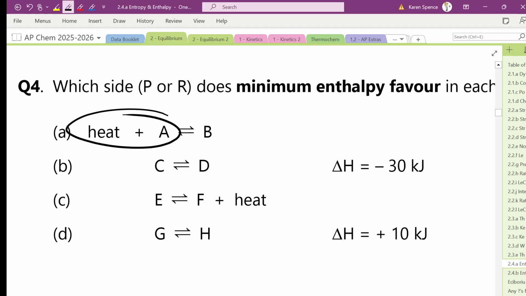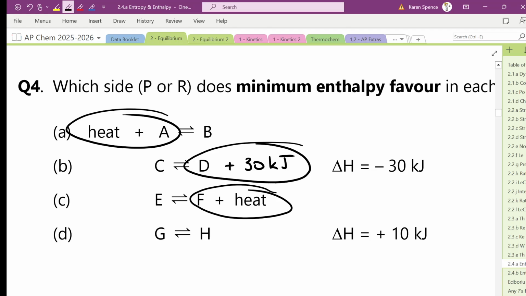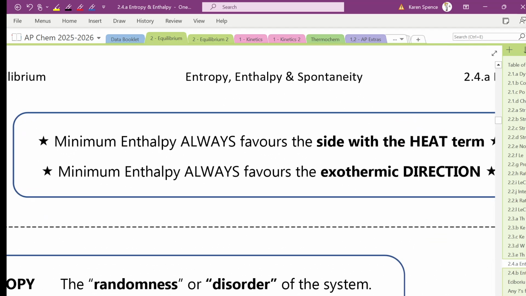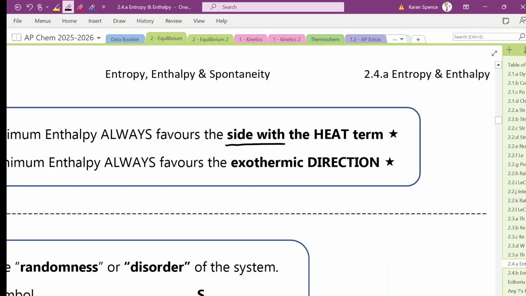B, where does that 30 kilojoules go? On the left or the right? So, which side is favored by minimum enthalpy? Products. C, products. Where does the 10 kilojoules go for D? On the left. So which side is favored by minimum enthalpy? The reactants. Okay, excellent. Minimum enthalpy always favors the side with the heat term because that is the exothermic direction, okay? So it always favors the side with the heat term and the exothermic direction.